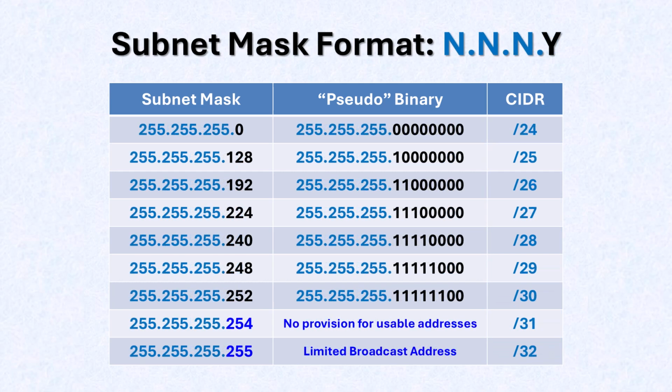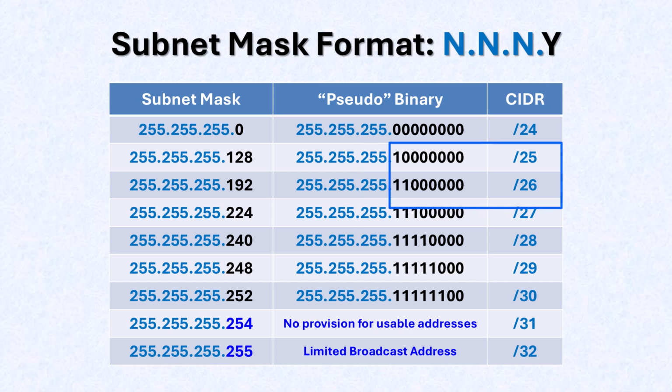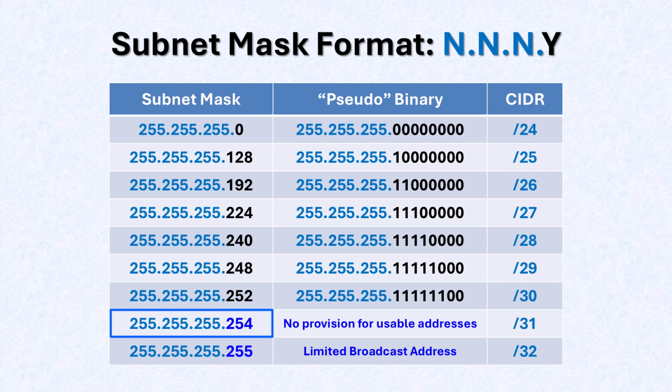The third table shows all the possible values of the subnet mask using the format n.n.n.y. The first entry is the native subnet mask for Class C addresses. The next 6 values are possible if you subnet a Class A, Class B, or Class C address, such that it ends up with a CIDR value between /25 and /30. Notice how 255.255.255.254 cannot be used as a subnet mask because it does not make provision for usable addresses. We'll see why in a moment.